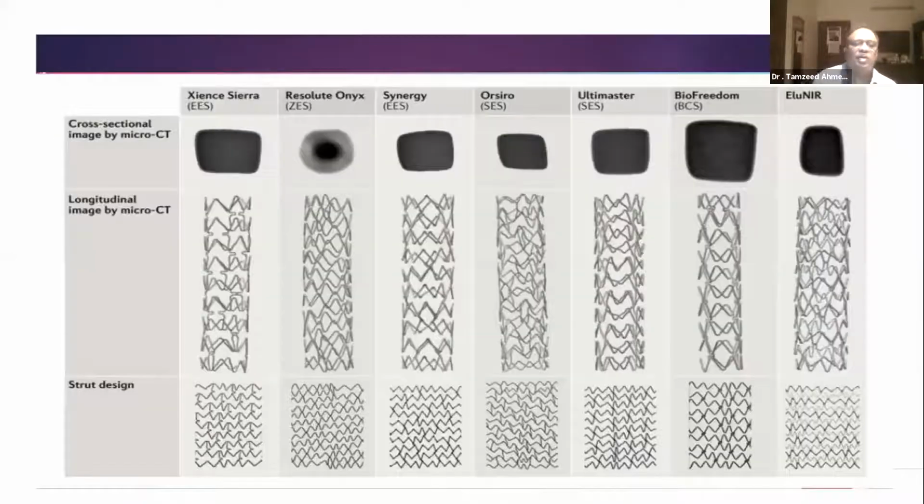These newer generation drug-eluting stents all have open cell design. As you can see, there are gaps in Xience Sierra, Resolute Onyx, Synergy, Orsiro, Ultimaster, BioFreedom. All of these, from the designs, are open cell designs.